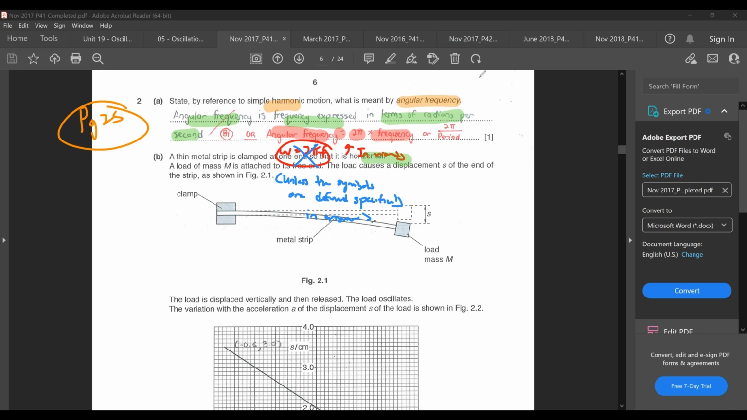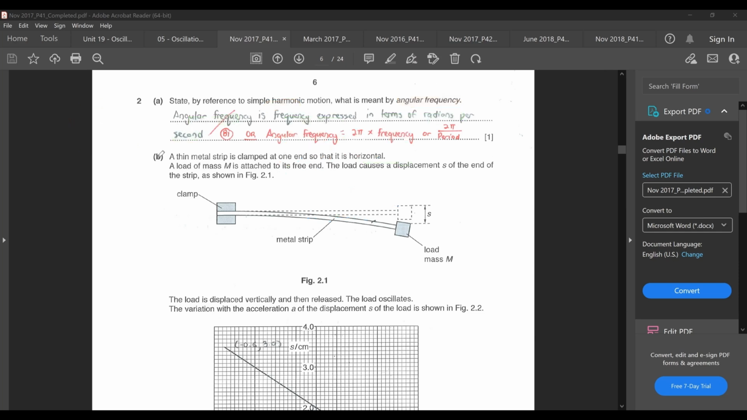So if that is all right, then you move on to B. So I'll clear off the things here. Okay, so in part B here, what they mention is that you have a thin metal strip that is clamped at one end, so that it is horizontal. You have a load of mass capital M attached to its free end. This load causes a displacement S of the end of the strip as shown in this figure below here. So the load is displaced vertically and then released.